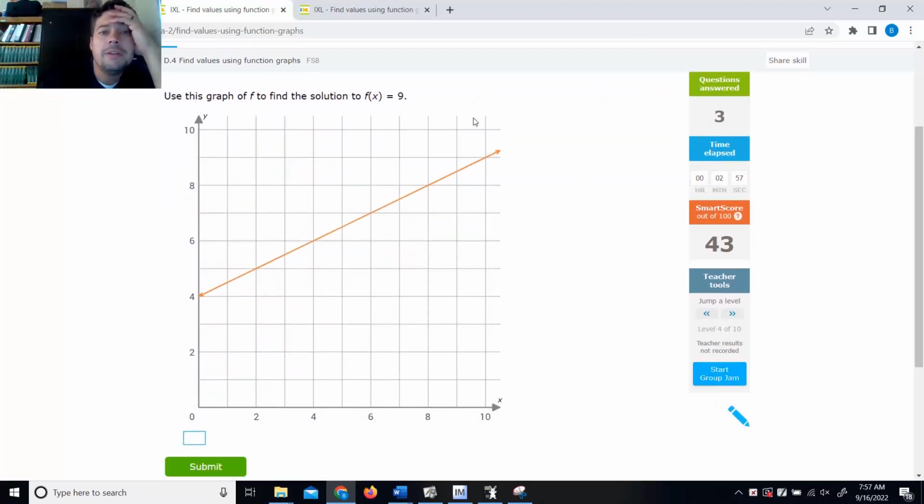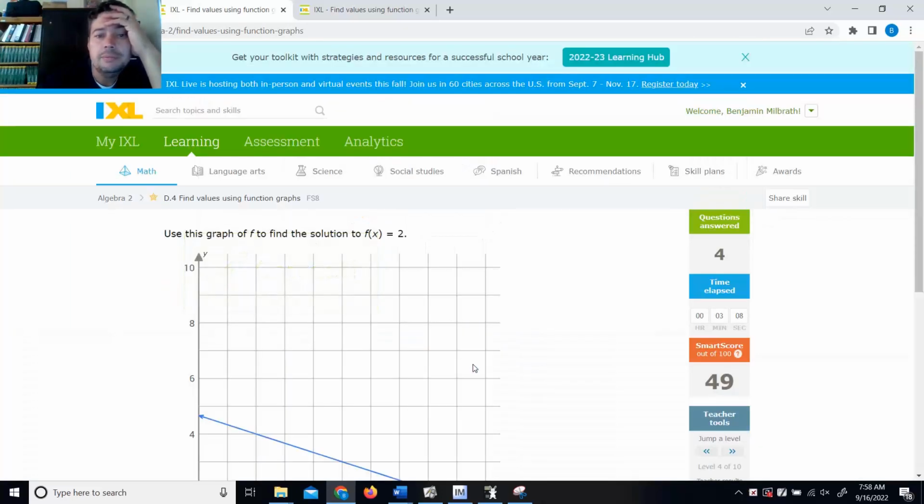All right, use the graph to find a solution. f of x is 9. So I'm kind of looking where y is 9. Then I just scan over the graph. Look down at the x-axis. Looks like a 10. Done.